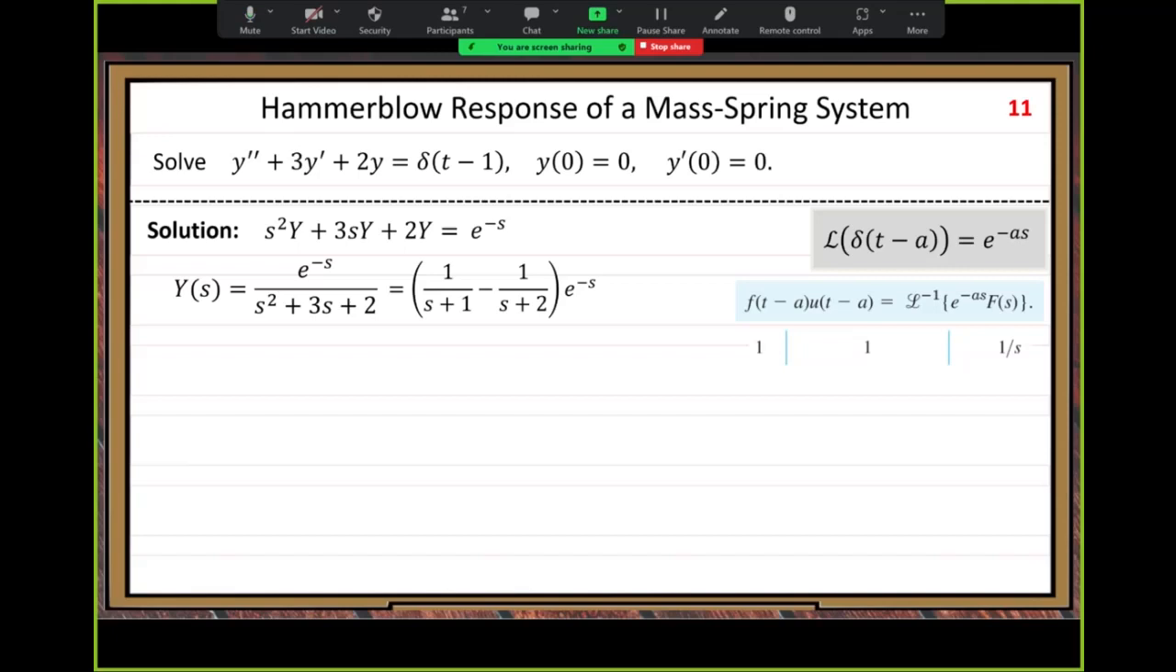Another basic formula: because of 1 over s, we use this formula. It's 1. Then for the shift, we need the shift formula. This shift formula, s minus a, the inverse Laplace, where minus a corresponds to s plus 1. So a is minus 1.